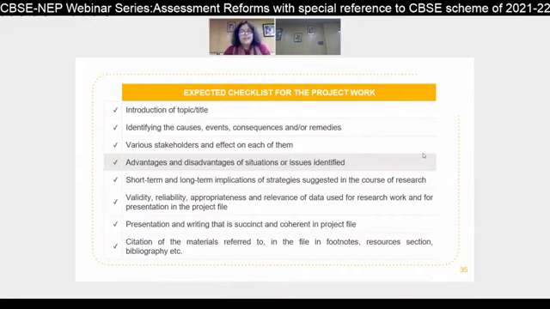There are certain checklists which I have given in these guidelines: whether the student has introduced the topic, whether the student has identified the causes, events, and consequences, what the various stakeholders are and the effect on each of them, advantages and disadvantages, implications of the strategy, whether the data is reliable, appropriate, and relevant, whether presentation and writing are clear and coherent, and the citation of materials. So these are the expected checklists for the project work which would be helpful for a teacher at the time of assessment.